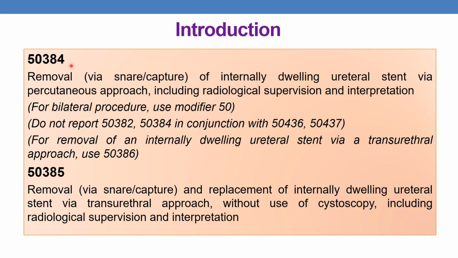The next CPT is 50384. Removal via snare or capture of internally dwelling urethral stent via percutaneous approach, including radiological supervision and interpretation. And for bilateral procedure, you need to use 50 modifier. And do not report 50382 and 50384 in conjunction with 50436 and 50437. And for removal of internally dwelling urethral stent via transurethral approach, you need to use 50386.